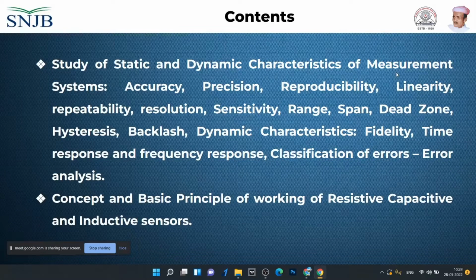In static characteristics the topics are accuracy, precision, reproducibility, linearity, repeatability, resolution, sensitivity, range, span, dead zone, hysteresis and backlash. And in dynamic characteristics there are fidelity, time response and frequency response, classification of errors or error analysis. So today we are going to see this topic, static and dynamic characteristics of any measurement systems. Starting with the static characteristics, we will see one by one.